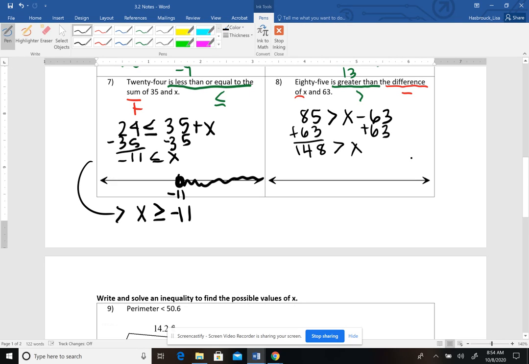I am going to rewrite this with the x first. It's less than 148. So notice I made sure the same part of the arrow was facing the x. At 148, I put an open dot, and I'm going to shade to the left.